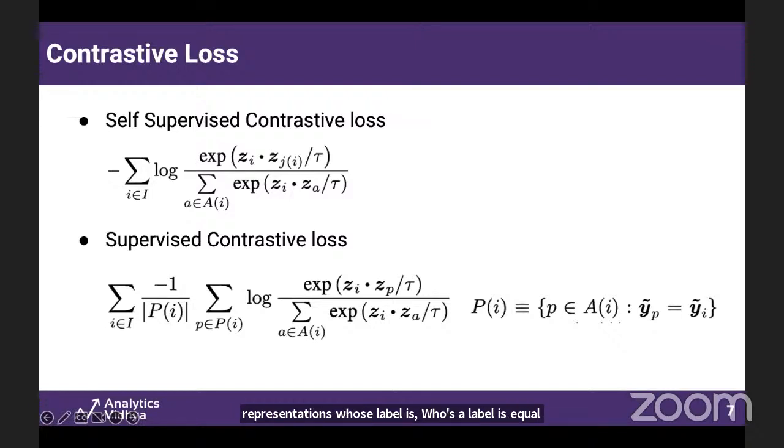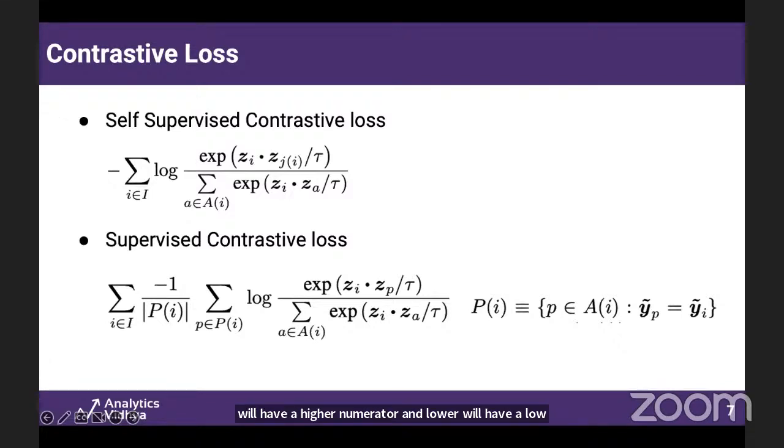If the Z sub i label is equal to the Z sub p label, then we will try to increase that particular similarity. If not, we will reduce it. So if the label is similar, the numerator will try to increase the similarity. If it is not similar, the denominator will try to decrease the similarity. Similarly, we will have a higher numerator and a low denominator, and everything else remains constant.